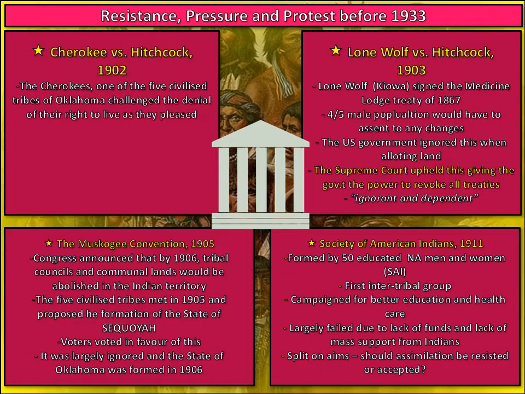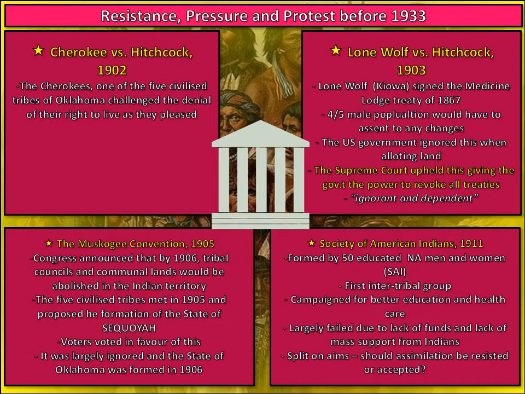Lastly, we see one example in this time of Native Americans trying to organise themselves. The Society of American Indians was formed by 50 educated Native American men and women. It was the first intertribal group, and they campaigned for better education and healthcare. However, the Society of American Indians is not very successful. It's a first, but it fails largely for 3 reasons.